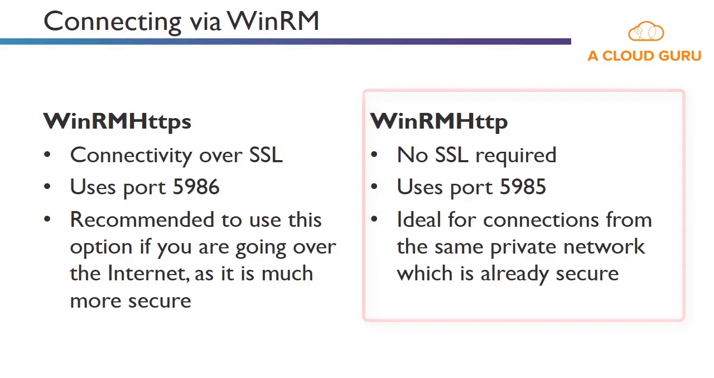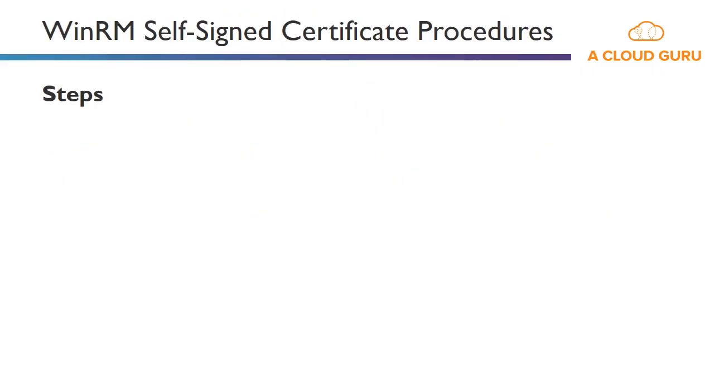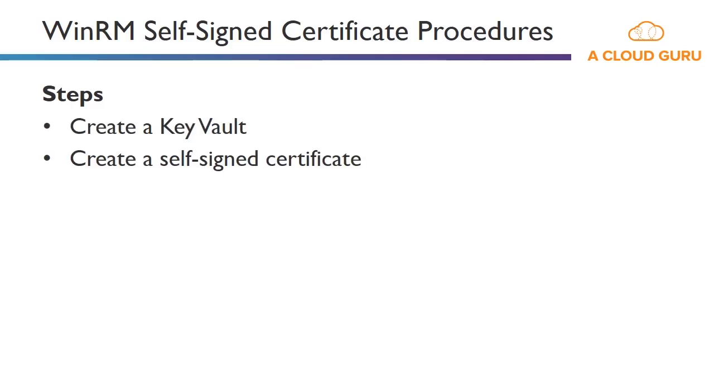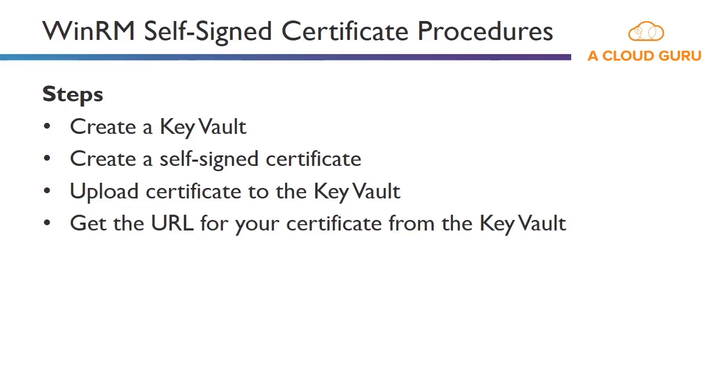this is ideal for connections from the same private network which is already secure. There are a number of steps involved in order to set up WinRM. First of all, you have to create a key vault, create a self-signed certificate, upload that certificate to your key vault, get the URL for your certificate from the key vault.